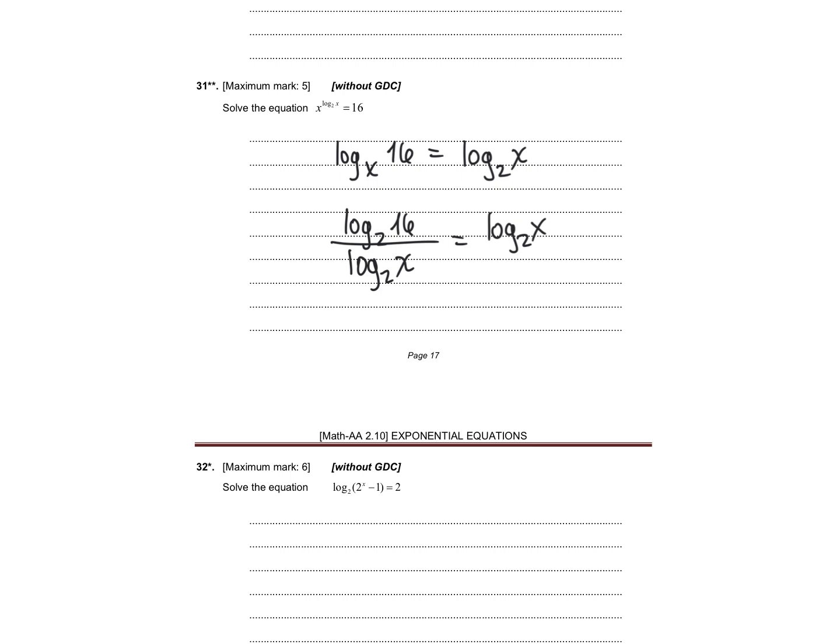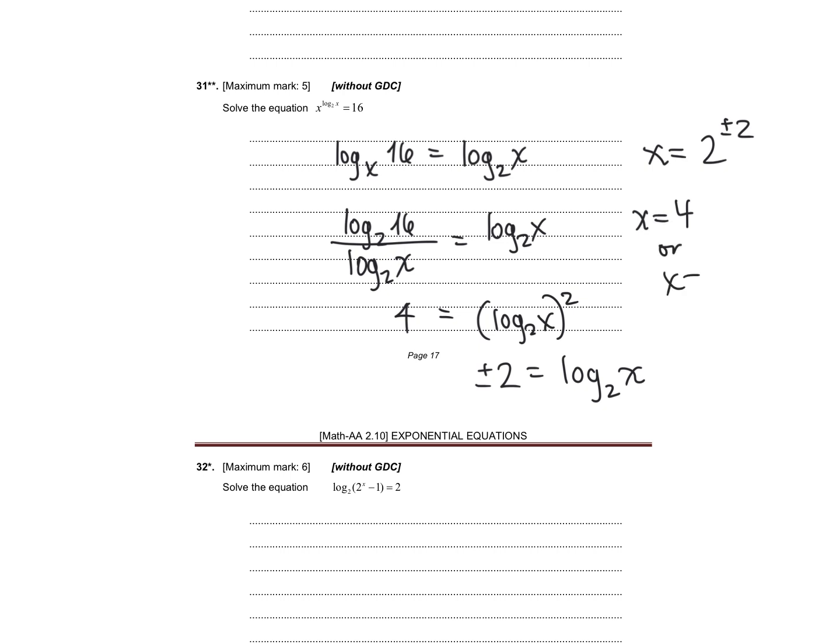So we've got log base 2 of 16, well, that's going to be 4, because 2 to the 4th is 16, equals log base 2 of x squared. So then we're going to have square root is plus or minus 2, equals log base 2 of x. So x is going to be 2 to the plus or minus 2, which is 4, or 1 over 4.